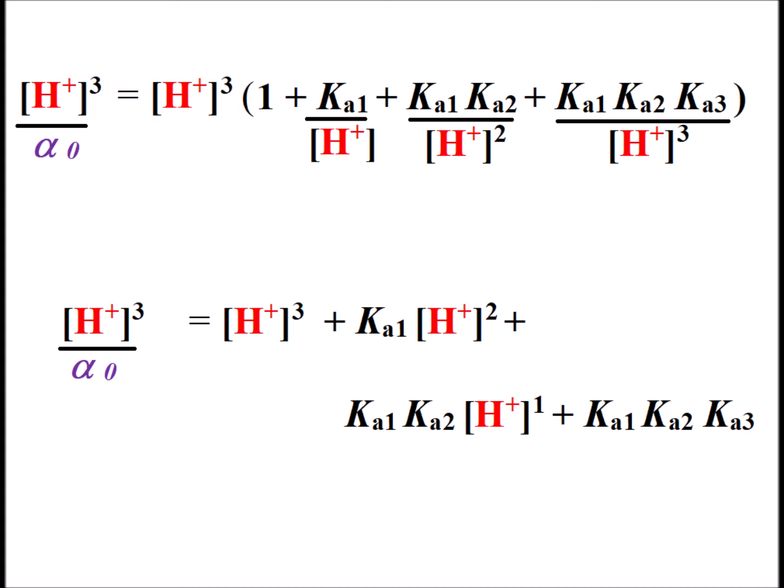So we have 2 manipulations that we do on this slide. The first is to manipulate the last equation of the previous slide by H plus cubed, the concentration of H plus cubed, and then to distribute the factor of H plus cubed over the right-hand side to get the expression that you see on the screen.